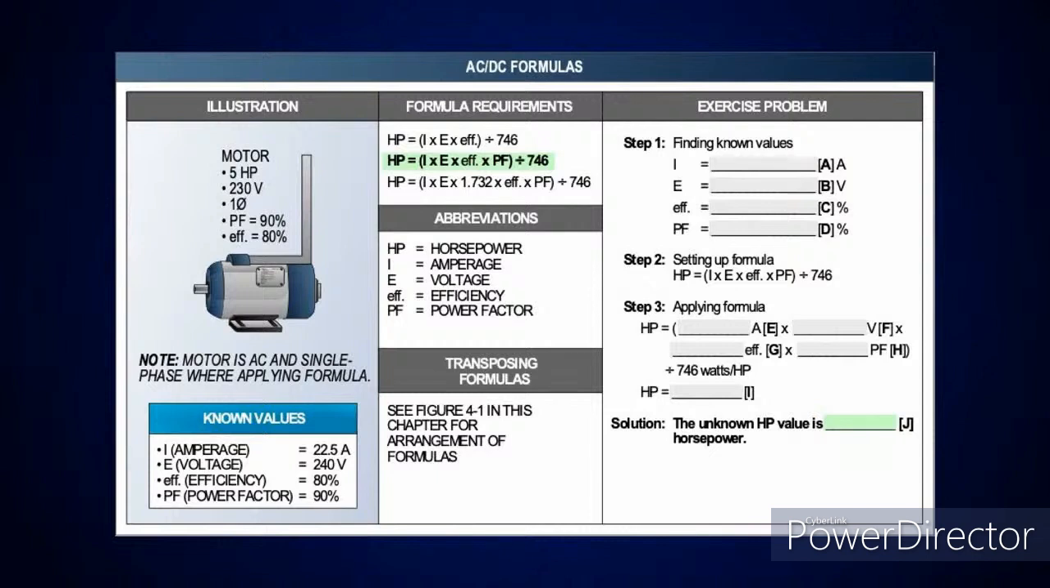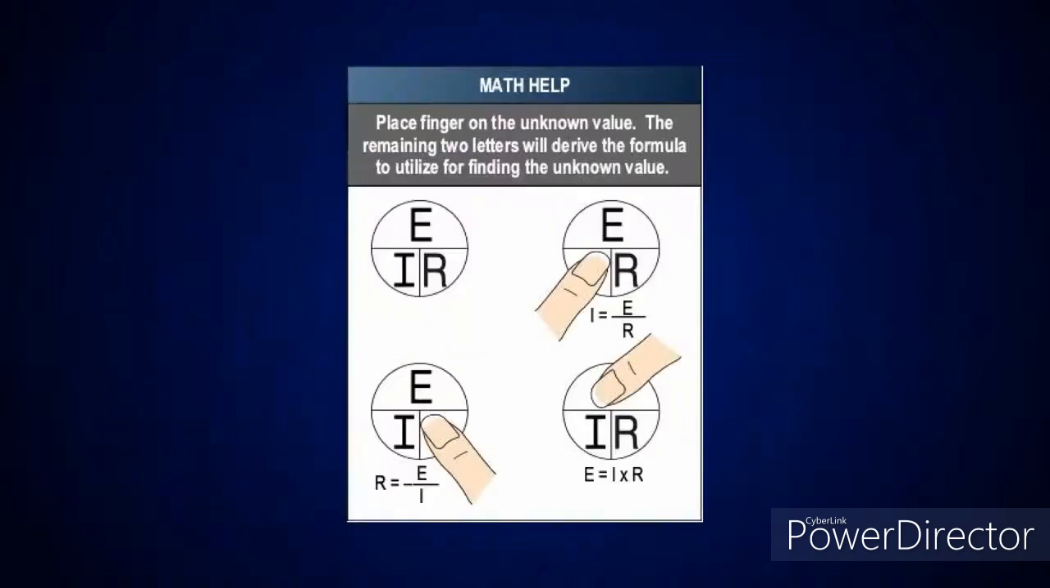Now, let's say you looked at this and it didn't have a power factor. It'd still be the same calculation. You just leave off the power factor. You still divide it by 746 per watt, don't you? Okay. That takes care of your AC DC formulas.